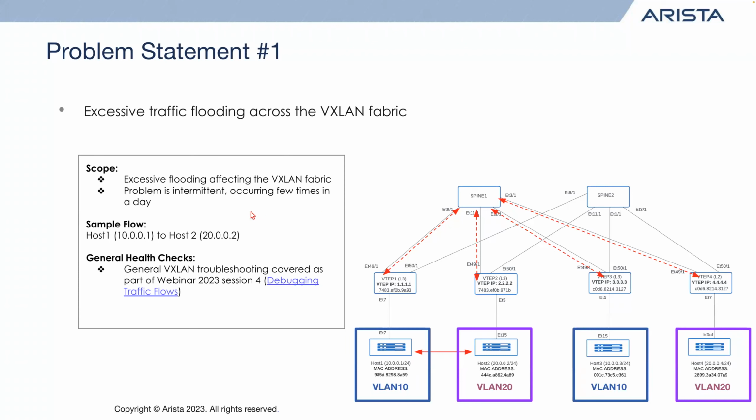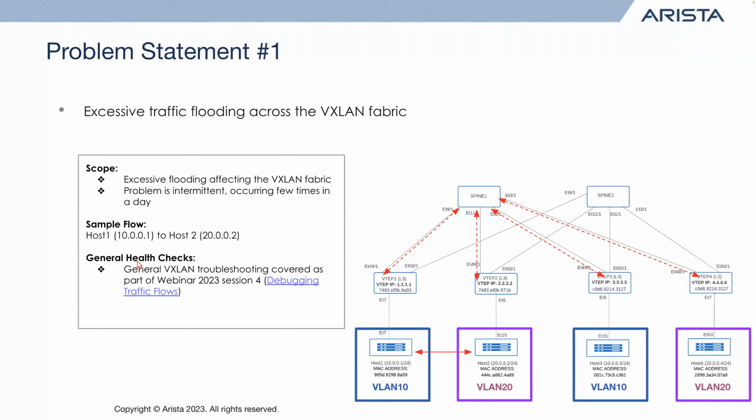We are going to be focusing on one particular flow here between host 1 and host 2. So host 1 is part of VLAN 10, VNI 1010, and host 2 is part of VLAN 20, VNI 2020. And VLAN 10 is supporting subnet 10.0.0.0/24, and VLAN 20 is having the subnet 20.0.0.0/24.